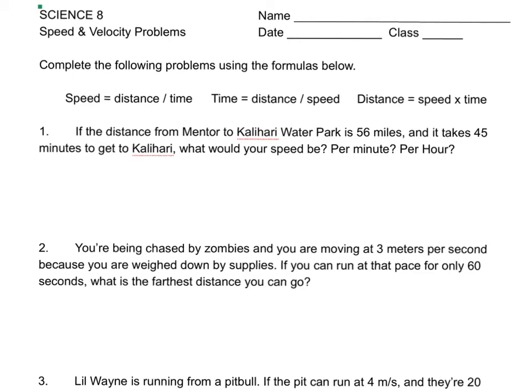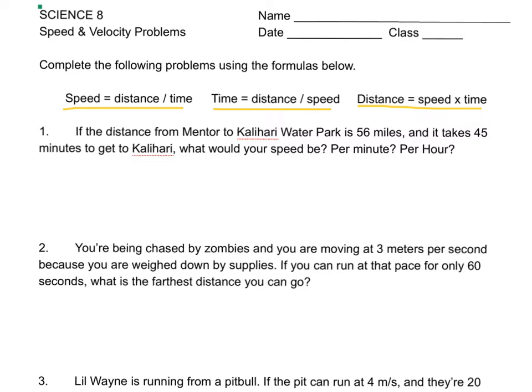All right, we're going to look at some speed and velocity problems. The first thing that I want you to make note of is at the top of your paper, we've given you three different equations. We've given you the equation to find speed, time, and distance. In each word problem, after you read it, you're going to choose which of these three equations would be best suited for that word problem. So let's look at number one together.